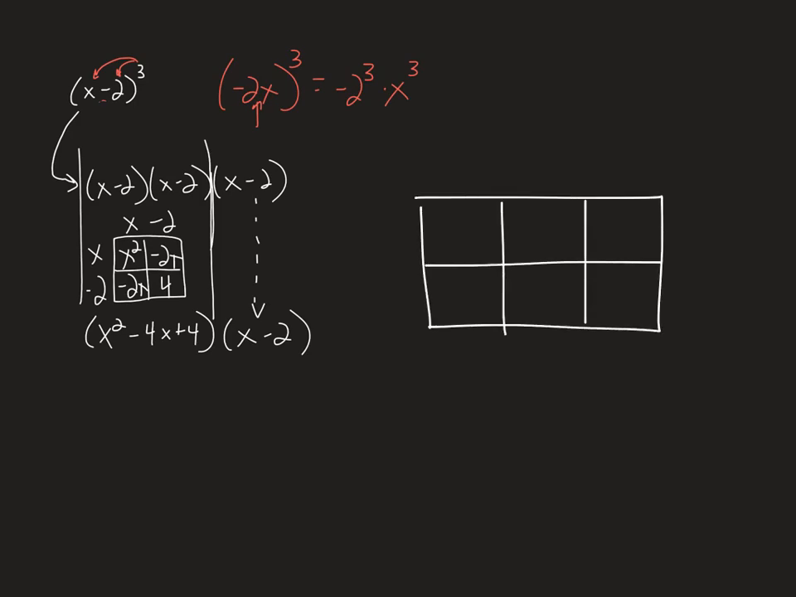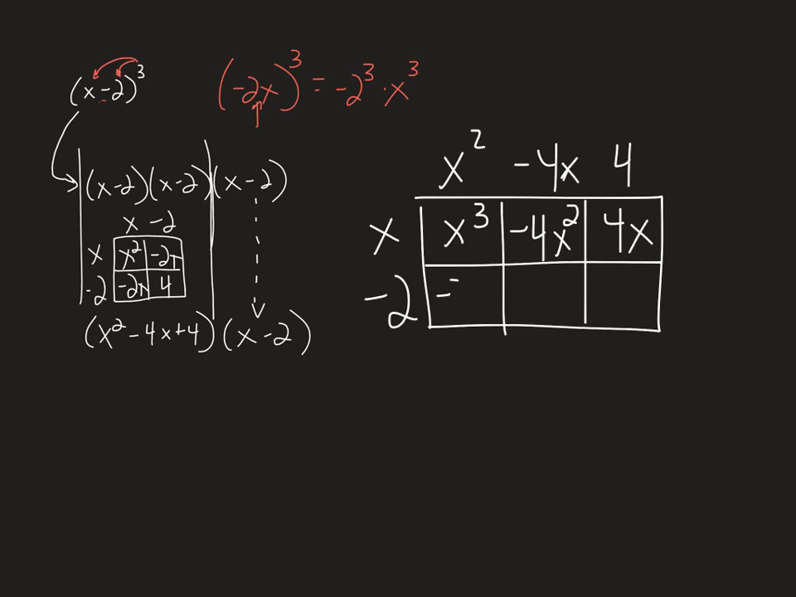So I have an x squared minus 4x plus 4, and I have an x minus 2. So I'll go ahead and fill in my box. This is a base to a base, so we add powers. Okay, x squared times negative 2 is negative 2x squared. Negative 4 times negative 4 is positive 8. And negative 2 times 4 is negative 8.